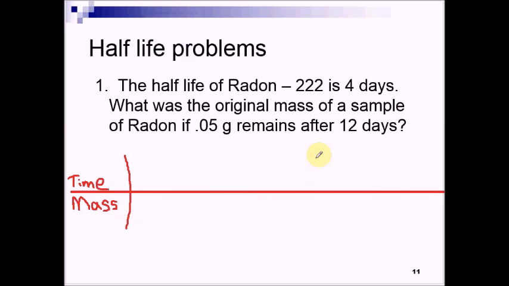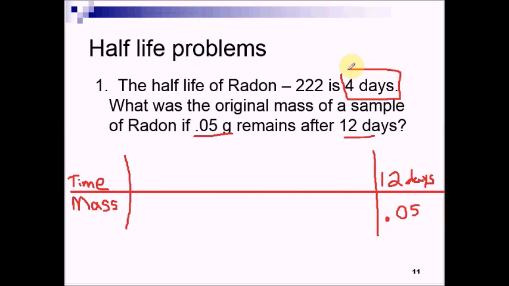Alright, and in this particular case I'm starting at the end. I know the very end was 12 days. I'm going to put that down here. And I know at these 12 days I had 0.05 grams. So I just basically want to just keep backing it up. Now a half-life is 4 days, so I'm going to back this up in sets of 4.